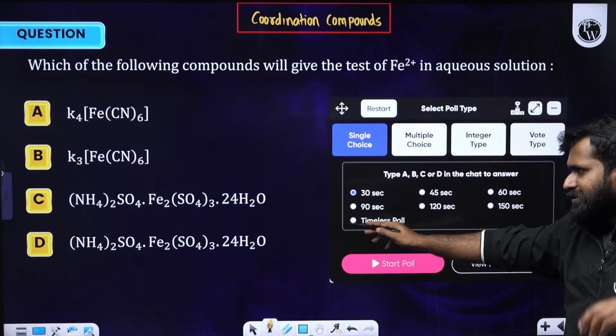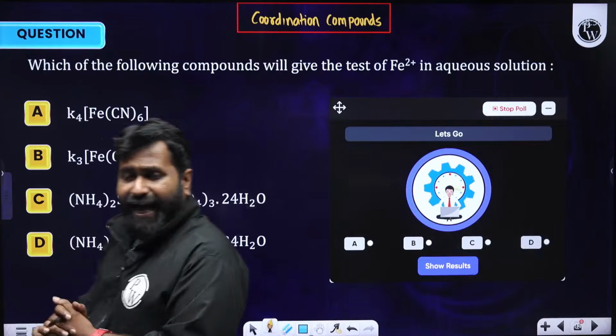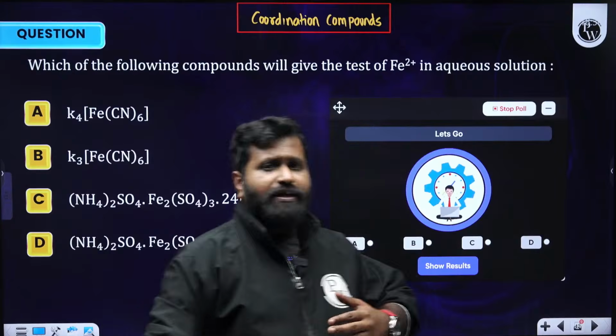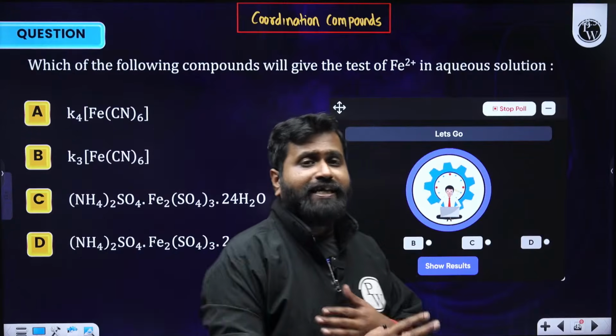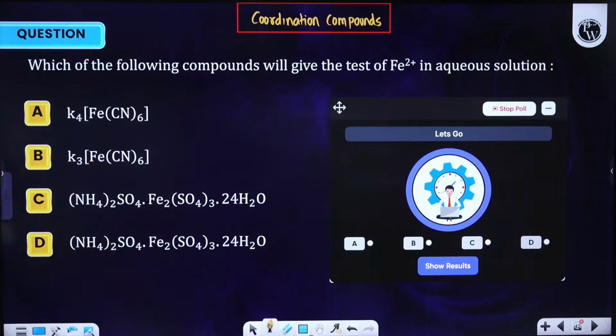Since it is the initial days, I am just starting with a timeless poll. Quick. But I need the answer in less than 30 seconds. In the upcoming days after 20th, I will tell you guys how we can increase the speed, all those things. Now, tell me. Which of the following compounds will give the test of Fe2+ in aqueous solution?